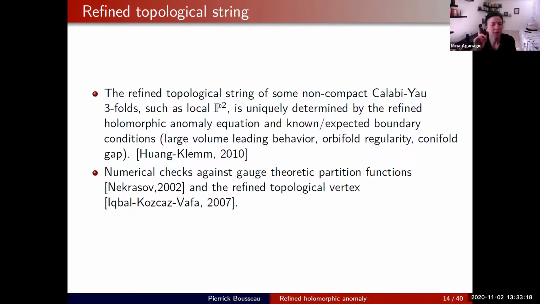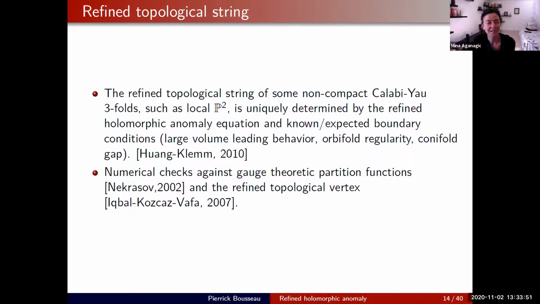So remind me what Huang and Klemm did. They also fixed the holomorphic data, and then the equation determines the rest, right? Yeah. So the claim is that there is enough information about boundary conditions. Here I did not say, but I wrote a list like large volume behavior, orbifold regularity, conifold gap. There are enough conditions which uniquely fix the holomorphic ambiguities. Okay, and you need more data than in the unrefined case?